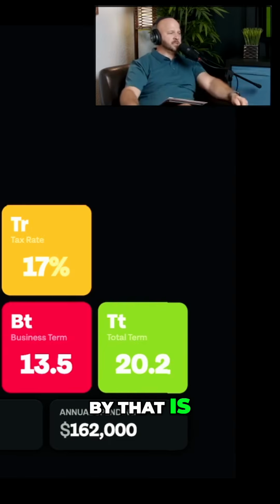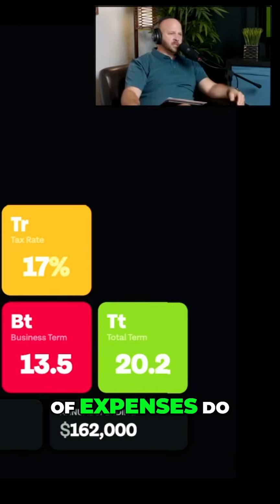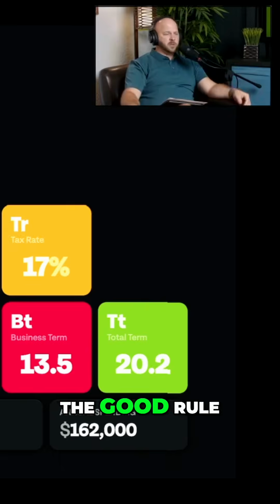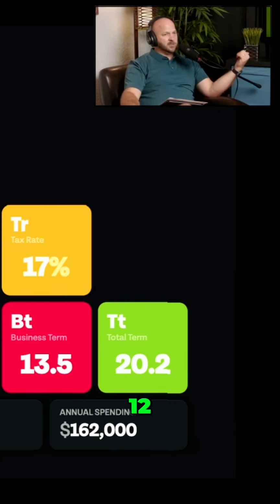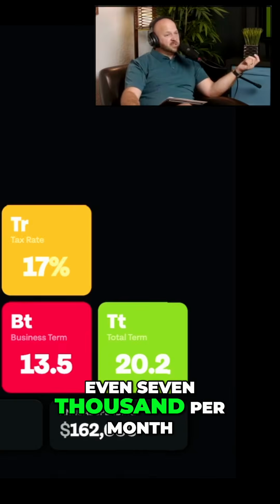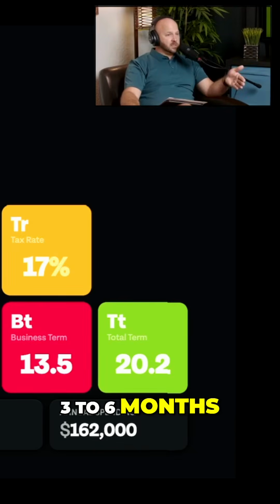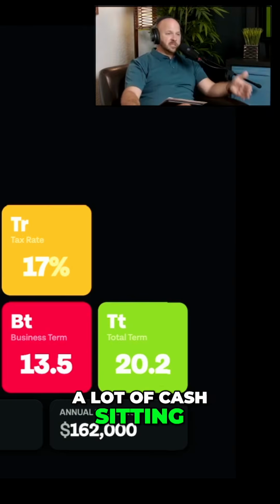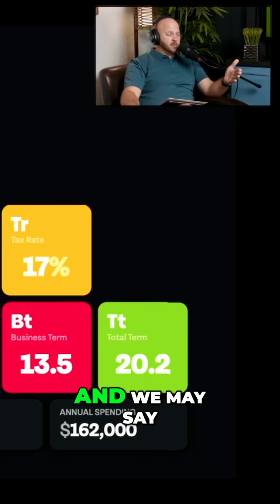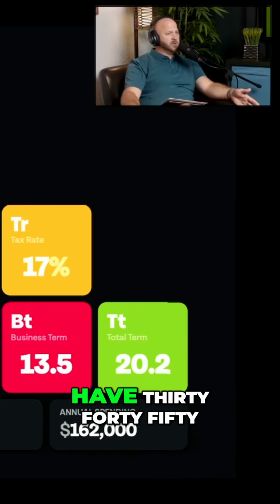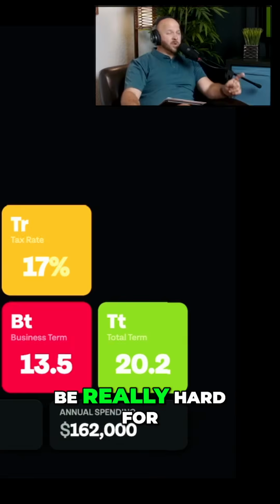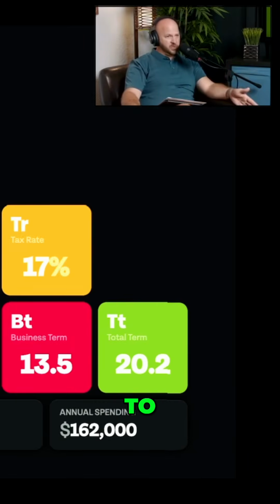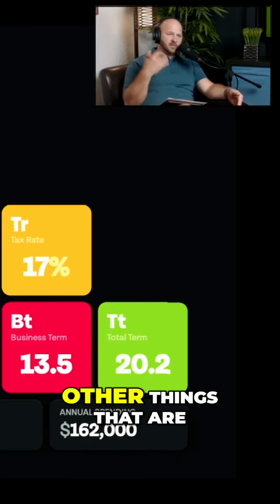So what I mean by that is we might say, how many months of expenses do you want to have set aside? Typically, the good rule of thumb is 3 to 6 months of expenses. For some people, especially when you start talking about spending 10, 11, 12, 13, even 7,000 per month, 3 to 6 months can be a lot of cash sitting in a bank account. And we may say, okay, it may not make sense for you to have 30, 40, $50,000 sitting in the bank account, or it may be really hard for you to save up to that amount of money just because of other things that are happening in life.